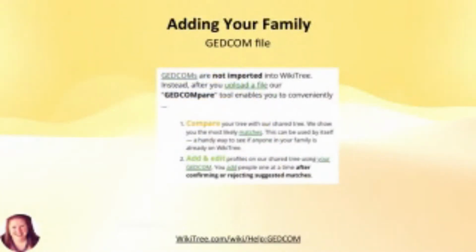You can add family to WikiTree via GEDCOM or singly. The process that we use to upload your GEDCOM is a little different than other websites because it's going to check the system and see if that ancestor might already exist on WikiTree. So the link for that help page is at the bottom of this slide. That's Help GEDCOM, and you can read more about how to do that there.